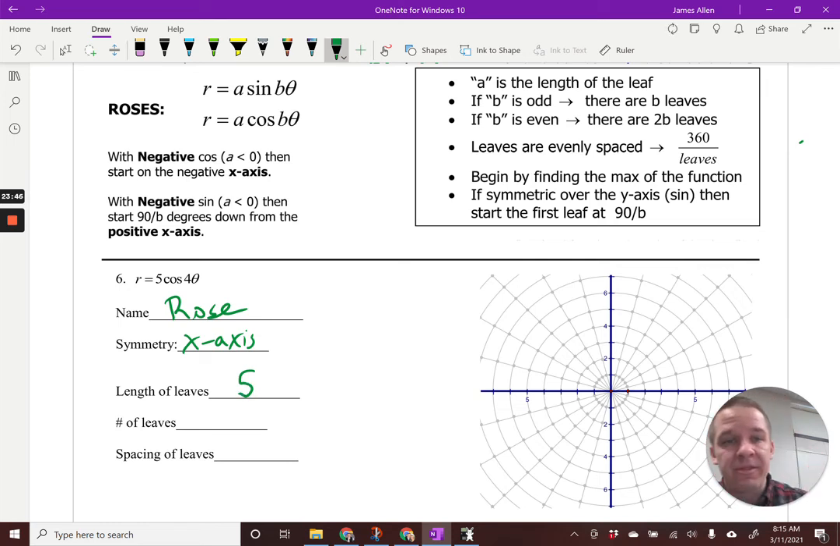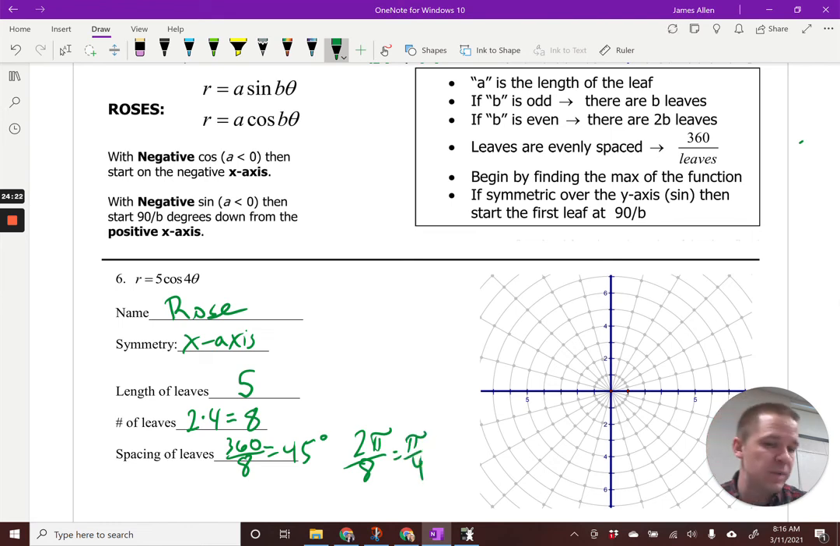Number of leaves. Now, if B is odd, there are B leaves, and if B is even, there is 2 times B. Well, 4 is an even number, so 2 times 4 equals 8 leaves or petals. Okay, now when we space these, 360 or 2 pi will give us the spacing of our leaves. So here we can either do 360 divided by 8. That's 45 degrees. Or we could have done 2 pi divided by 8. That gives me pi over 4 spacing.